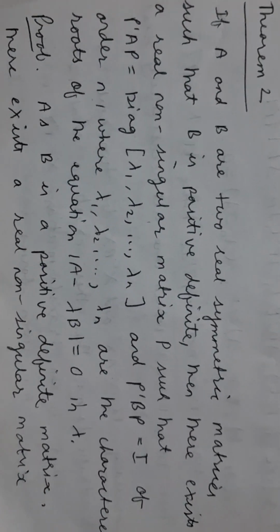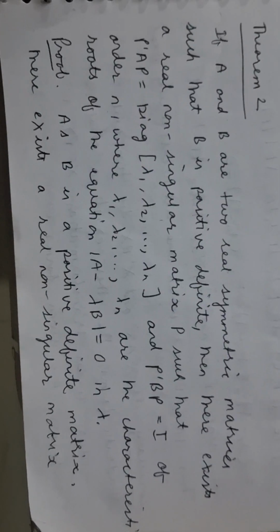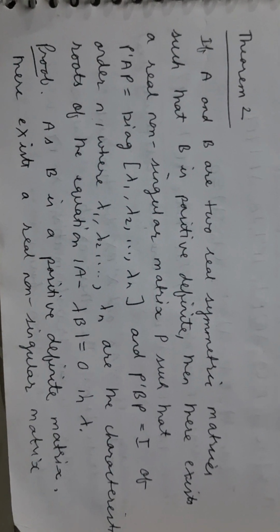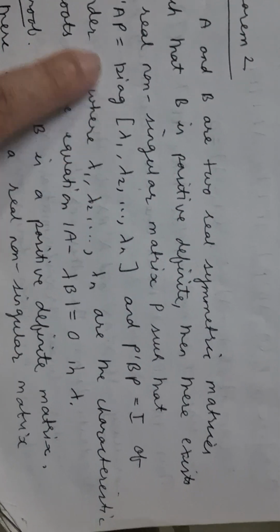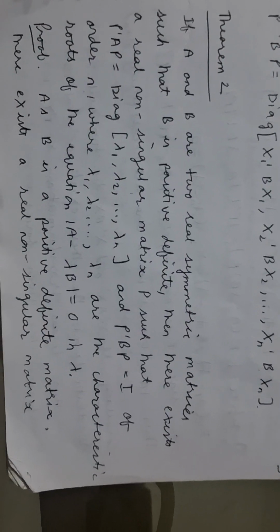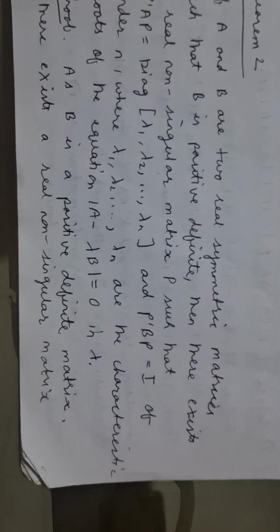Today we are going to be talking about another theorem which is related to the previous heading, simultaneous reduction of a pair of quadratic forms. This theorem states that if A and B are two real symmetric matrices such that B is positive definite, then there exists a real non-singular matrix P such that P transpose AP is equal to a diagonal matrix with diagonal elements lambda 1, lambda 2, up to lambda n, and P transpose BP is equal to I, that is an identity matrix of order n, where lambda 1, lambda 2 and lambda n are the characteristic roots of the equation determinant of A minus lambda B equal to 0 in lambda.